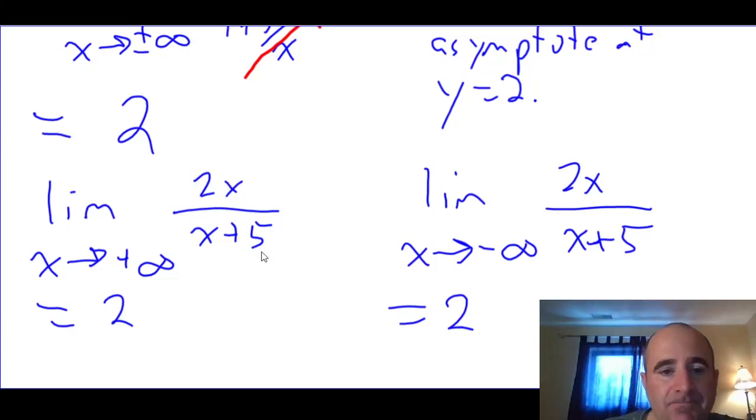Sorry, let me try that again. If the answer were exactly 2, it'd be 2x divided by x. But as it turns out, you've got x plus 5 on the bottom. So in order to make this 2, you'd expect to see 2 over 1, but instead you have a number a little bit bigger than 1.